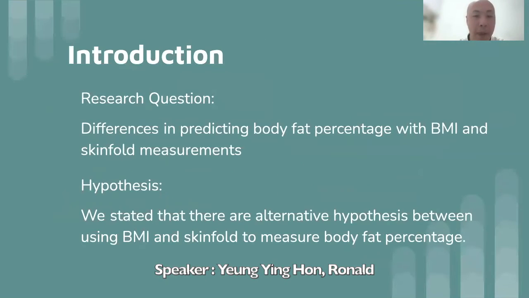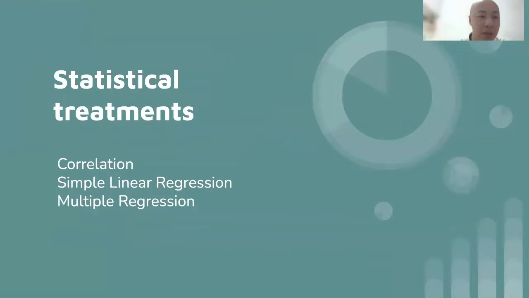Next. In this project, we stated that there are alternative hypotheses between using BMI and skin fold to measure body fat percentage. So we set the research question as a difference in calculating fat percentage with a BMI and skin fold measurement, and use three methods, including correlation, simple linear regression, and multiple regression to analyze the sample data.